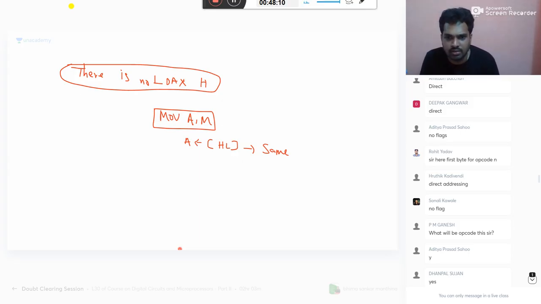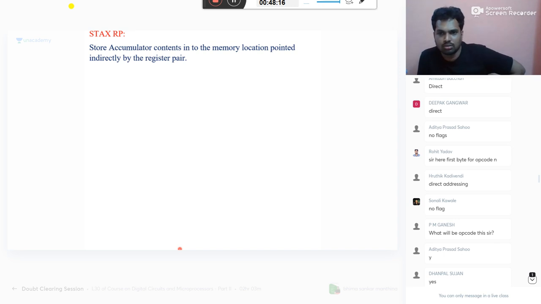Your LDAX is completed. Let's move to STAX. Questions can be done after the arithmetic group. I can give more questions. Only with these, we cannot discuss the questions. That's why we are discussing theory for long. Just keep some patience until the completion of the arithmetic and logic group of instructions. Then we can do questions.